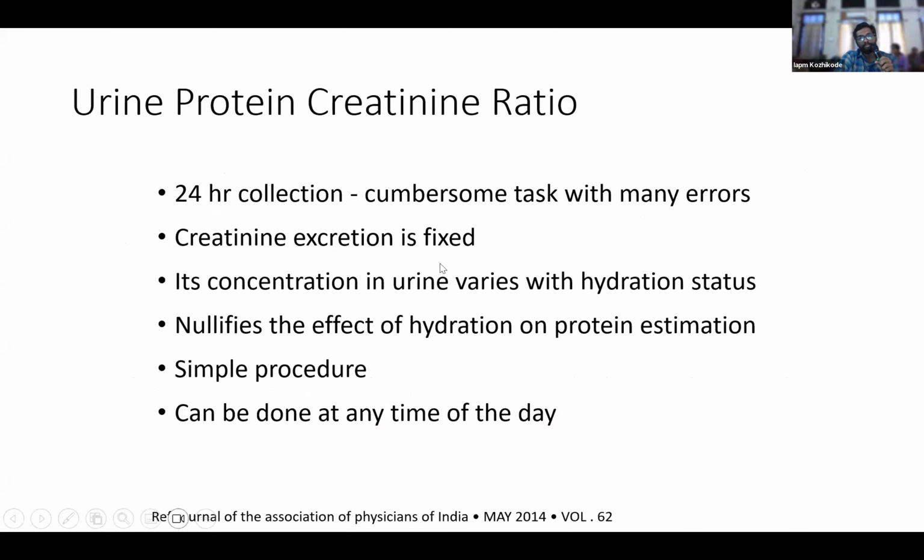So UPCR came up from the idea that a 24-hour collection is cumbersome. And why creatinine is taken for the ratio: creatinine excretion is fixed for a person and it doesn't vary. For example, if you are taking the urine albumin or protein concentration, it can vary depending upon the hydration. If the patient is taking less water, you may get a 3 plus. If they are taking a lot of water, you may get a trace. So you want to nullify such effects, and it is simple.